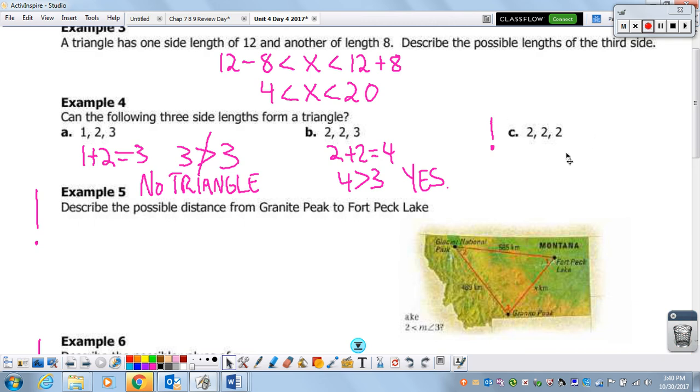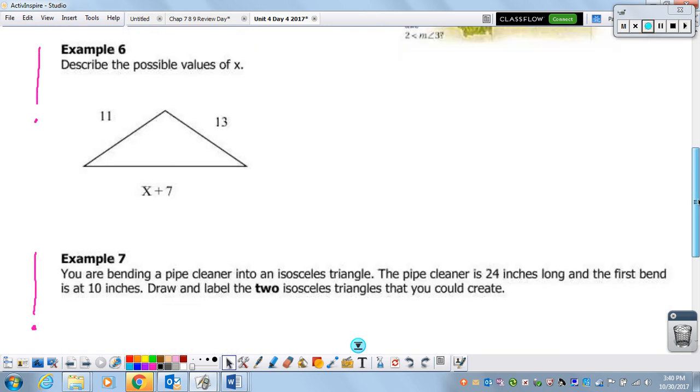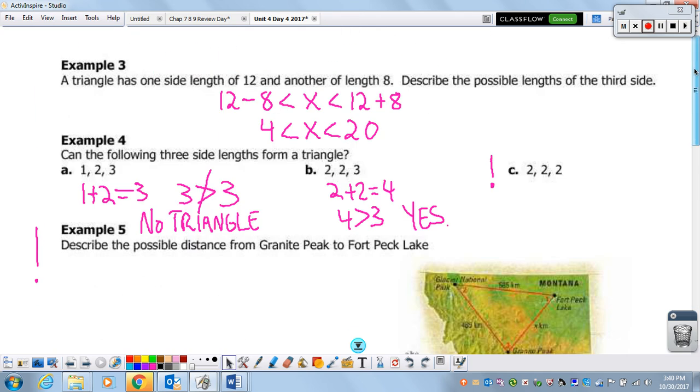I want you to see if the side lengths in C can form a triangle. The other questions that remain we are going to discuss together in class.